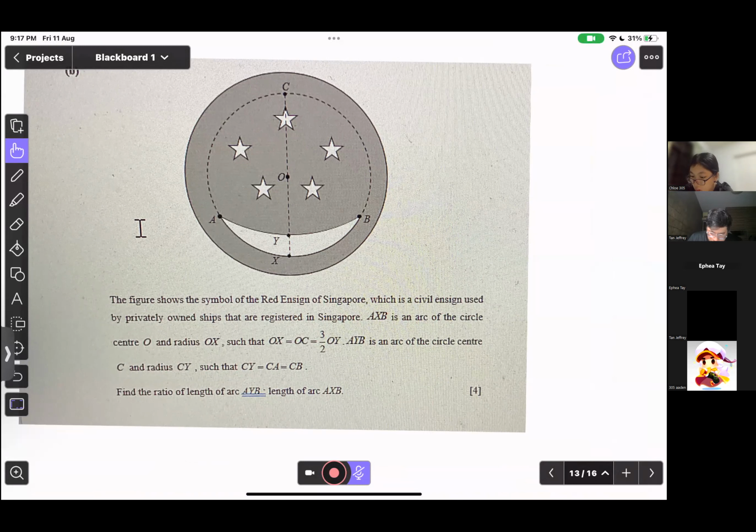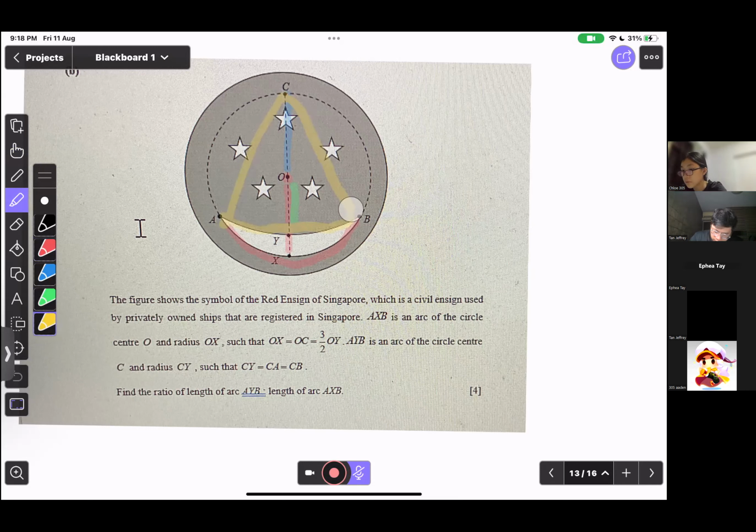AXB is an arc of the circle with center O and radius OX, and OX equals OC equals 3 over 2 of OY. AYB is an arc of the circle with center C. So it looks like that one, the arc AY with center C, like that.